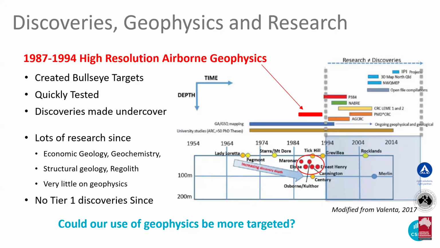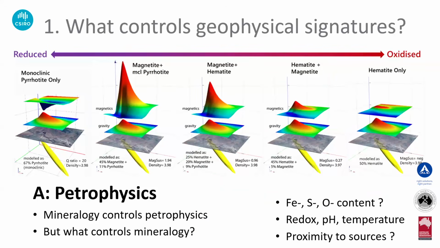And in fact, most of the research on Cloncurry that's on geophysics, I've probably had a pretty strong hand in a lot of that over the last few years. So I think, you know, not much research on geophysics, no new tier one discoveries. Maybe these two things are linked. And I know I'm pushing a pretty contentious barrow there, but I'm going to push it anyway. So, you know, can our use of geophysics be more targeted? I think it can. I think we know a lot about these systems. We just don't use it enough.